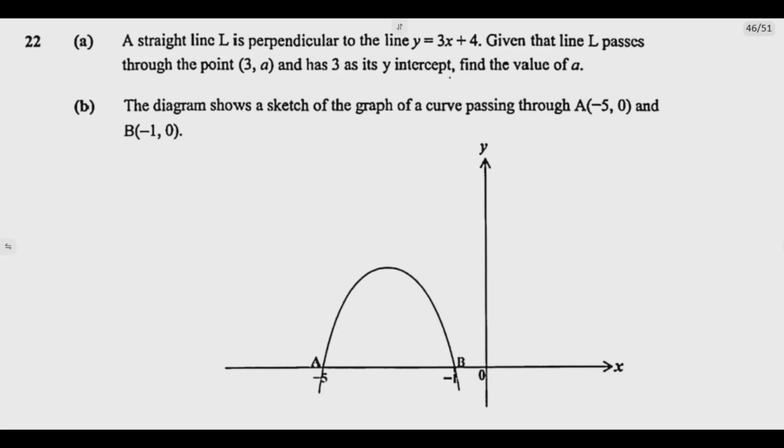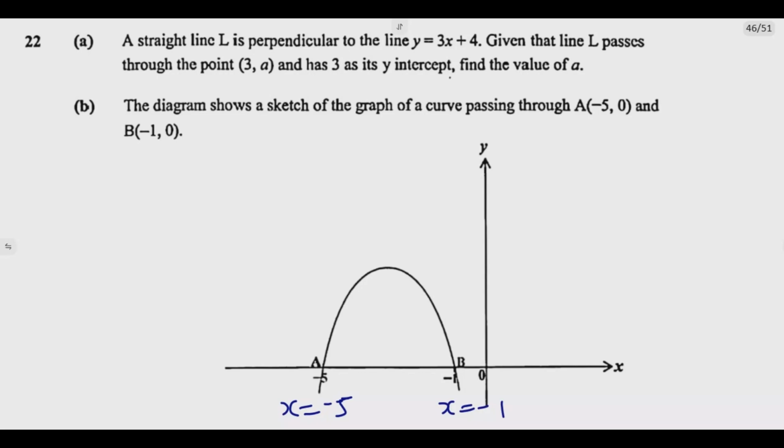So we are given two points, A and B. If you look at this curve, the curve is a parabola with x-intercepts. The x-intercepts are usually the roots. And what are these roots? At these roots, x is equal to -5 and x is equal to -1. If you understand the parabola, that's the principle we need to use.